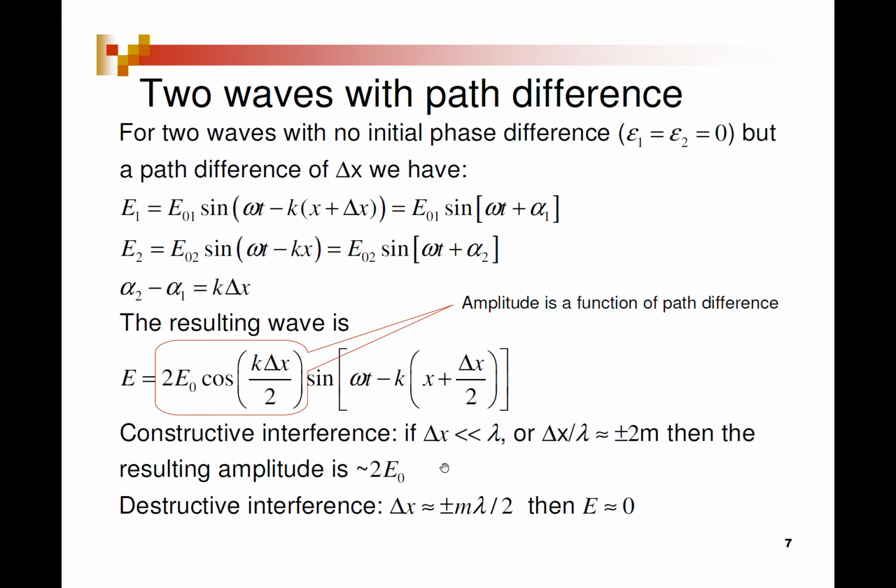So if delta x over lambda is given by plus or minus 2m, where m is an integer, then you get 2E0. Initially it's given by E01, E02. Let's assume that E01 and E02 are E0, and then you get double. But in the case delta x is given by a half integer, then cosine of a half integer is 0, such that the amplitude is now 0.